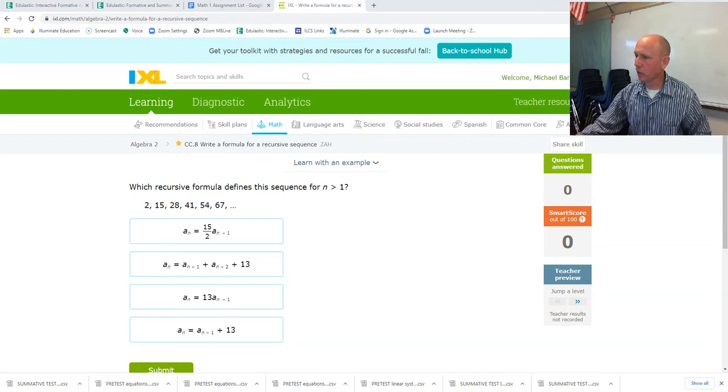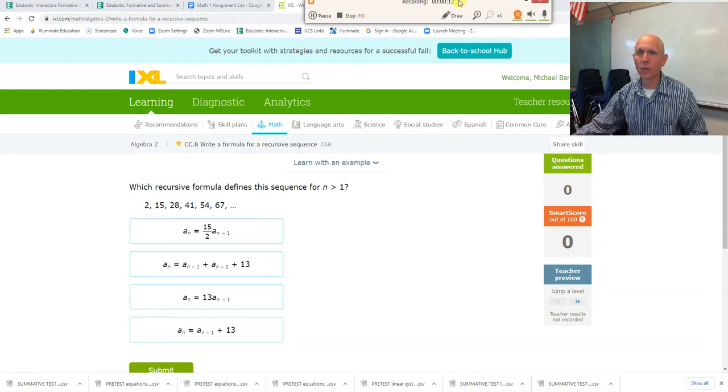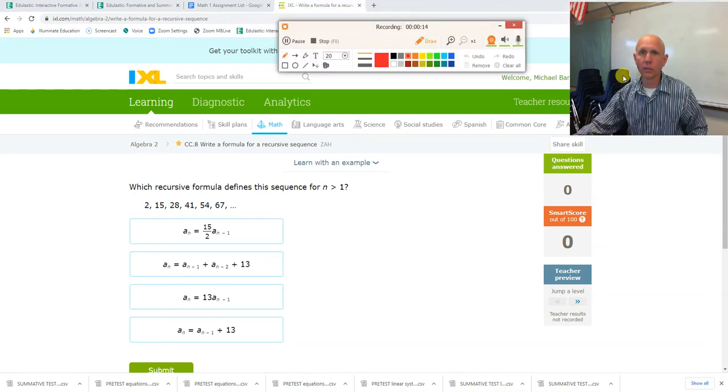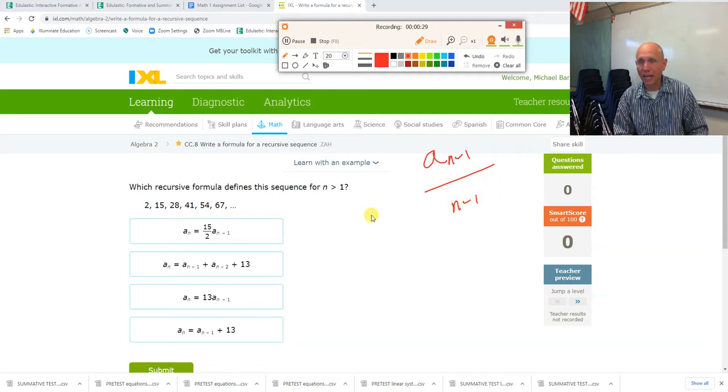So the idea on recursives is that you're always looking backwards. Like previous term. If I had something like a sub n minus 1, that means look at the previous term. When I teach this, I probably also will teach just n minus 1. That means look back a term.